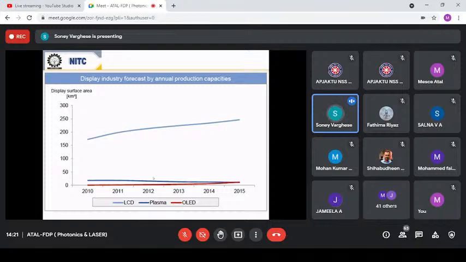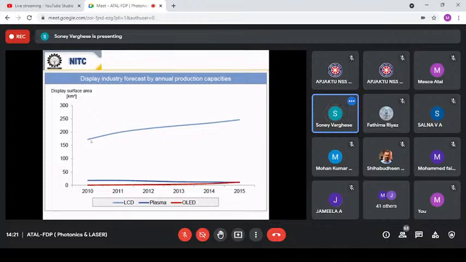And this is the display industry forecast by annual production capacities. You see the display square area, and you can see that LCDs are still on the higher side. OLEDs are coming. Plasma is also there, but it is very, very expensive. One of the affordable display devices which is available currently is only LCDs, right? If you look at OLED-based, I think the consumer market still has to come. OLEDs are not available for huge or large area displays.